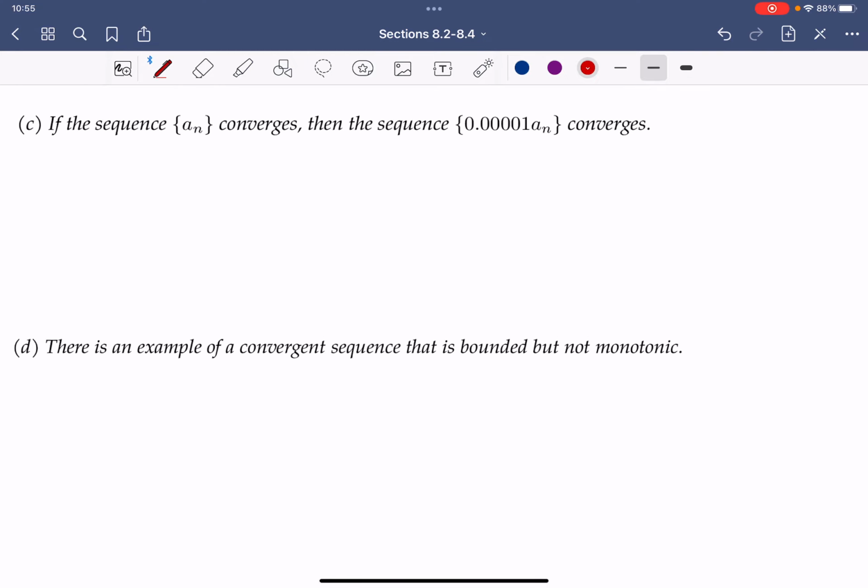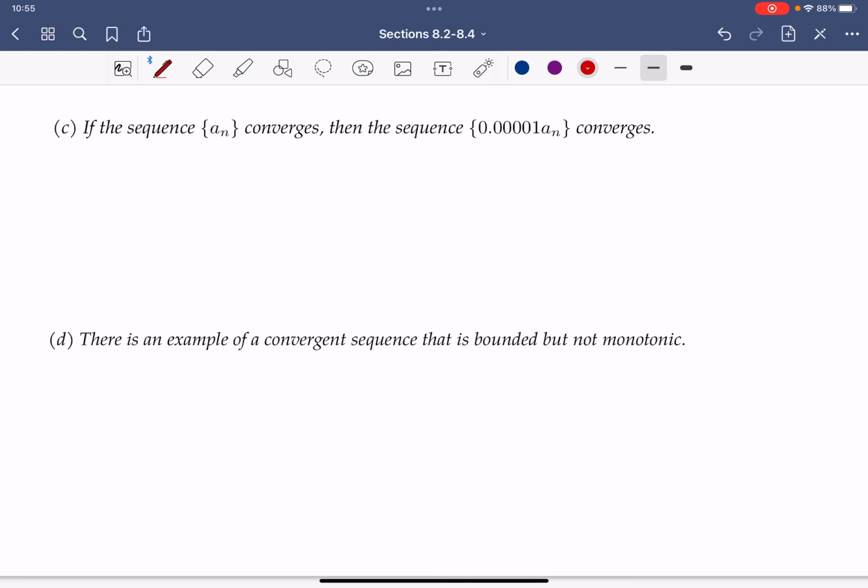So example C: if the sequence a_n converges, then the sequence 0.00001 a_n converges as well. So this should be true, right?